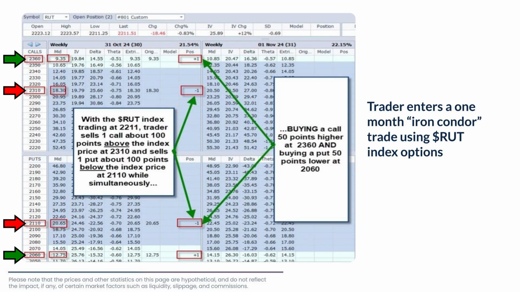Now, when he does this, selling a call and put closer to the index trading price and buying a call and put farther away from the trading price in the same options chain, when he does this, he is entering into what options traders refer to as an iron condor.